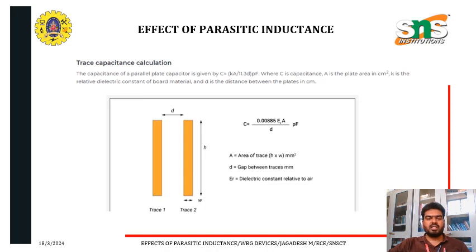Trace capacitance calculation. Here we consider trace 1 and trace 2. The distance between these two is denoted by small d, and the height of the trace is denoted by small h. Finally we can calculate C equal to some value times A by d picofarad, where A is the area of the trace, d is the gap between traces in millimeters, and epsilon r is the dielectric constant relative to air.